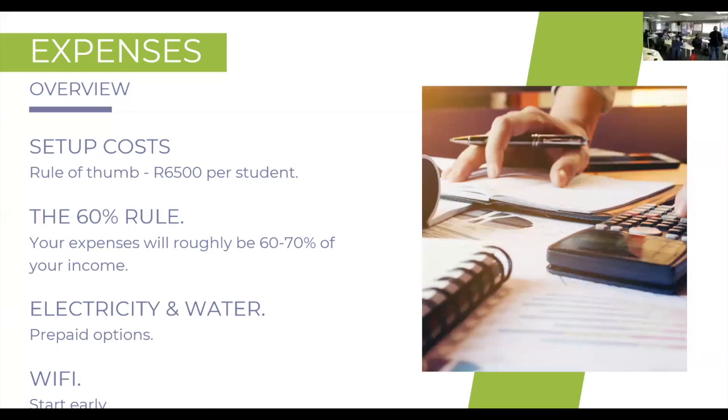Setup costs. When we go through the presentation now, I'll go through it line by line. Rule of thumb, 6,500 per student. In the beginning, I was crying. People were telling me, oh, 5,000, 6,000. I'm like, no, it's impossible. How much does a bed cost? A bed is not 6,000 rands.